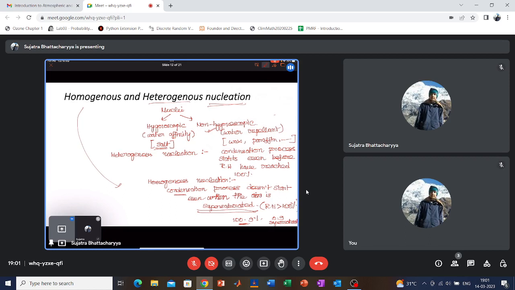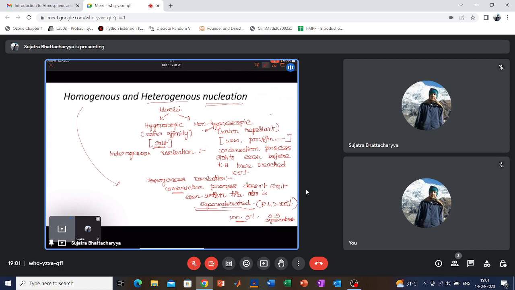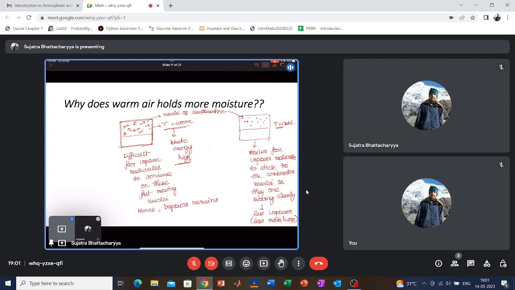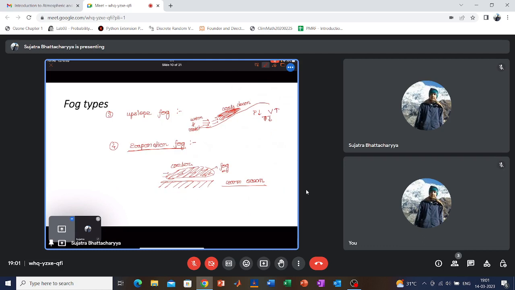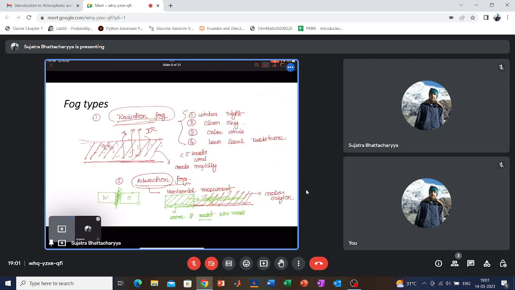So far we have seen homogeneous nucleation and heterogeneous nucleation. We have seen why warm air holds more moisture, and the fog types: upslope fog, evaporation fog, advection fog, and radiation fog.